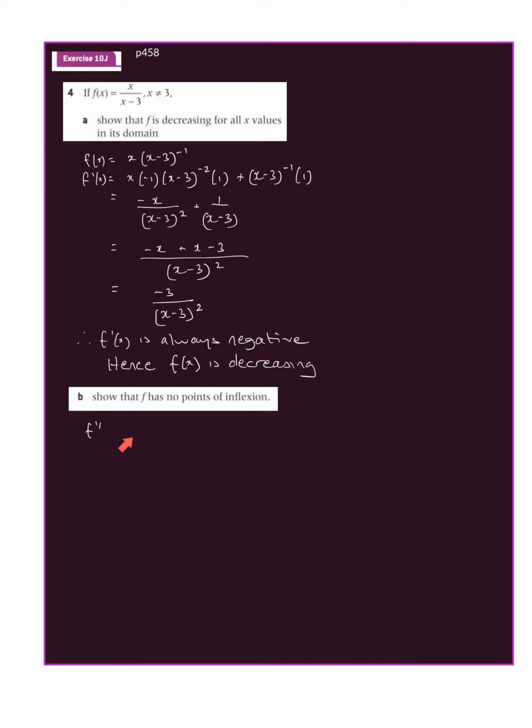Okay. B, show that f has no points of inflection. Okay, so we've rewritten the first derivative. That came from here. We're going to rewrite this. It's simple enough. We put it like this.